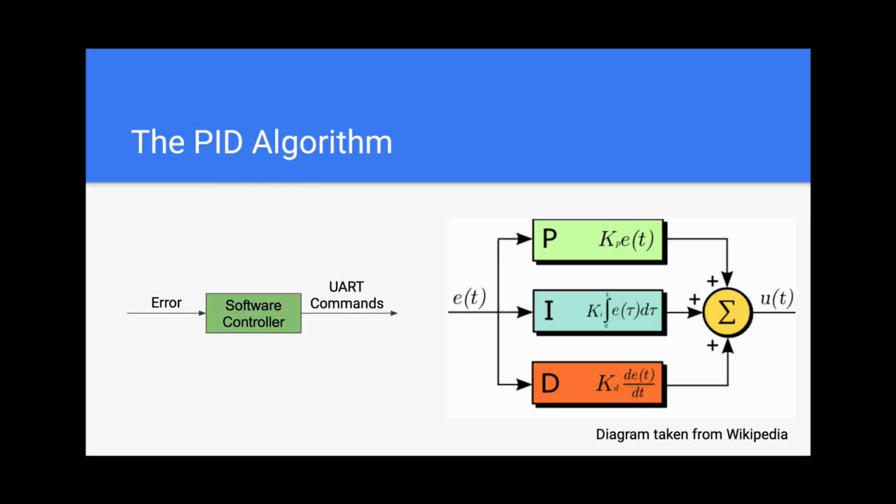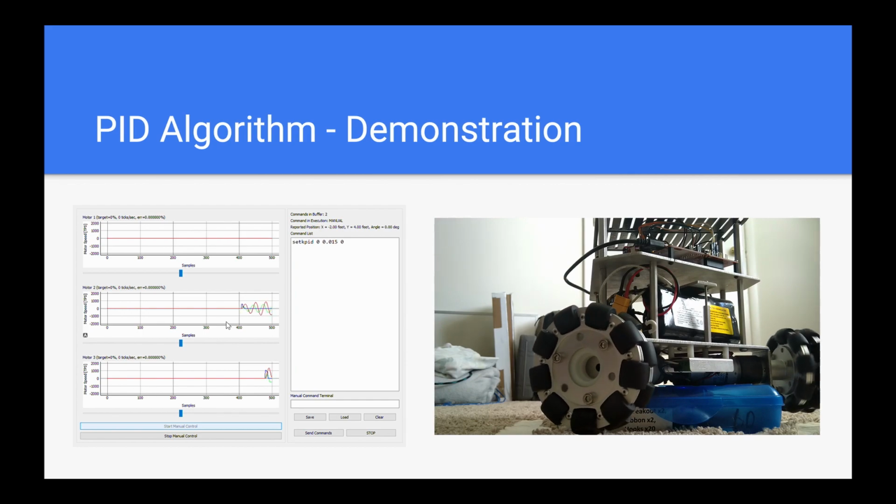The software controller uses PID internally. We use calibrated proportions of the error and its integral to determine the proper UART command to send. You can see the controller's oscillatory motion in this clip. Notice that the controller keeps correcting each motor's speed as the integral error changes.